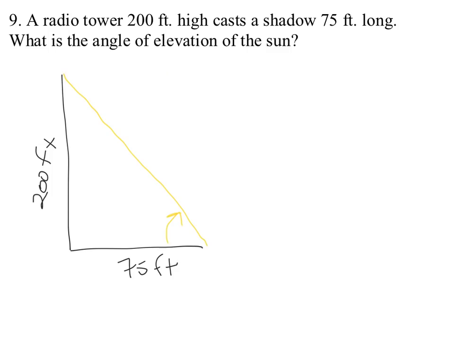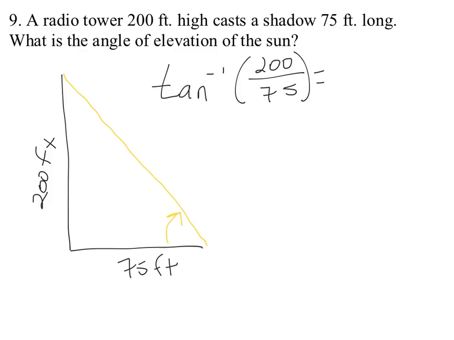So in problem 9, we have a radio tower 200 feet high, casts a shadow 75 feet long. What is the angle of elevation of the sun? Well, this is just like the last one we did. So we're going to do tangent inverse. Side opposite of my angle of elevation is going to be 200 feet over side adjacent, which is the side that touches the angle, 75 feet.